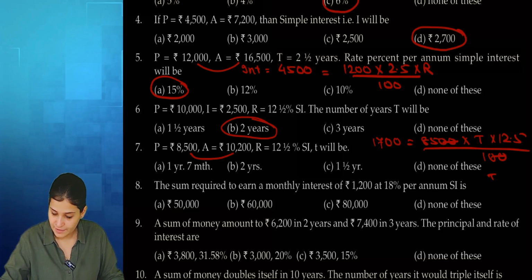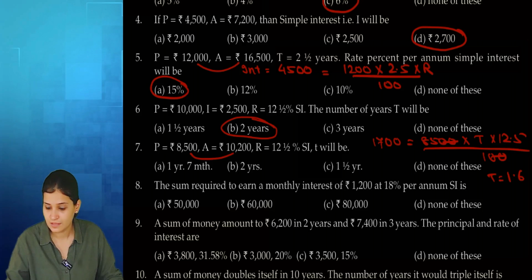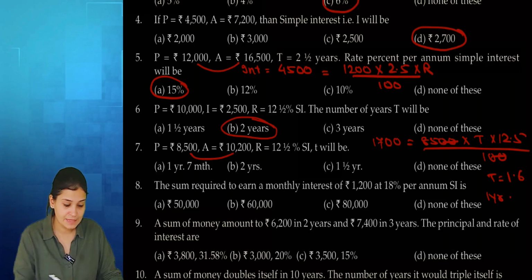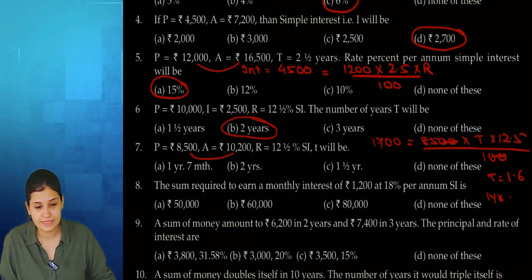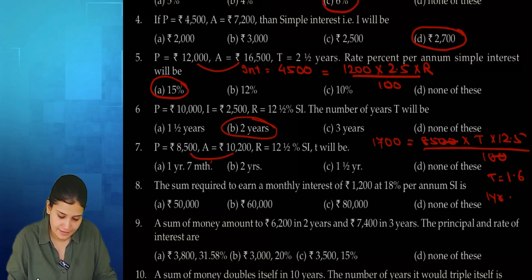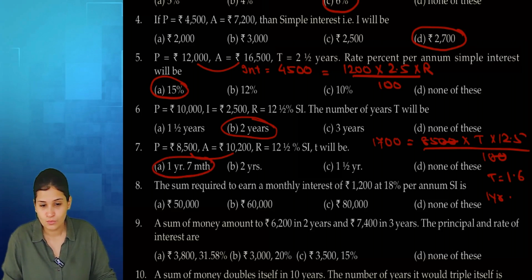We get time here 1.6. Option C. Did you get 1.6? Yes, ma'am. So for 1 year, multiply 0.6 by 12. We get 7.2, that is approximately 7. So 1 year and 7 months.